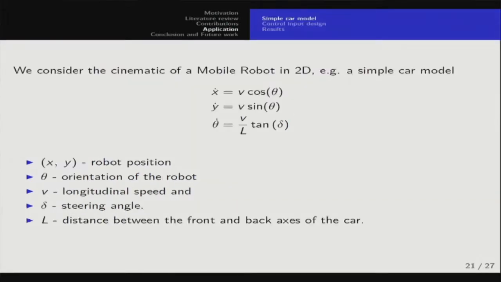We applied the two algorithms on a simple car model. We have the position x, y, and the orientation theta. And we have as control input the linear and the angular speed. And the L here is a distance. It's a parameter of the model.